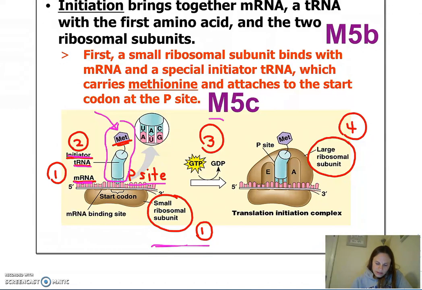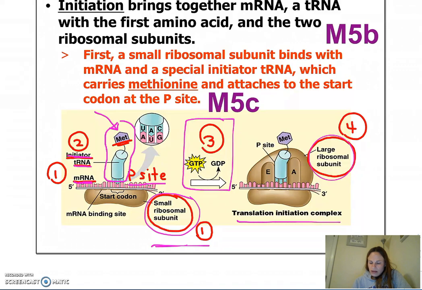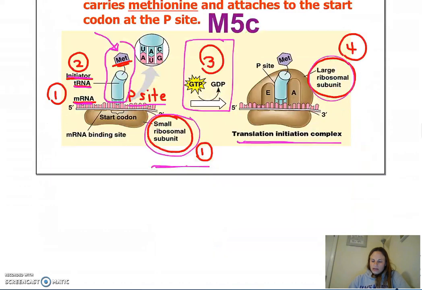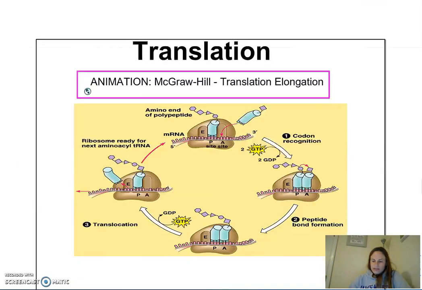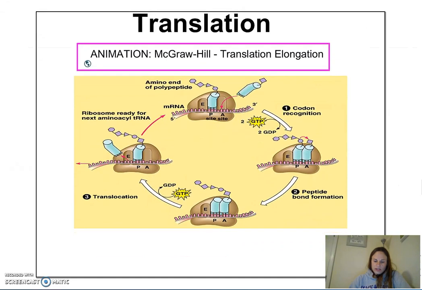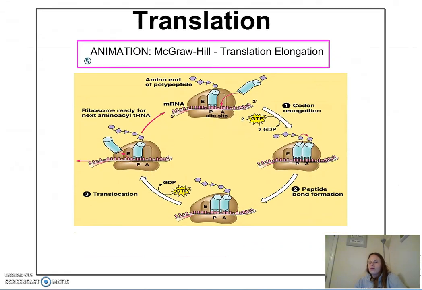Now, this step requires energy, and the energy is used to bring together this large ribosomal subunit with the small ribosomal subunit to form our translation initiation complex. So now let's look at a different image and annotate that to describe the second step of translation, which is called elongation. Elongation is another step that requires energy.